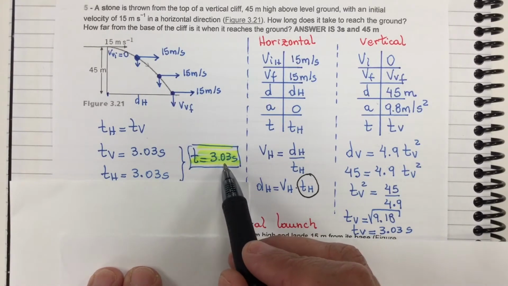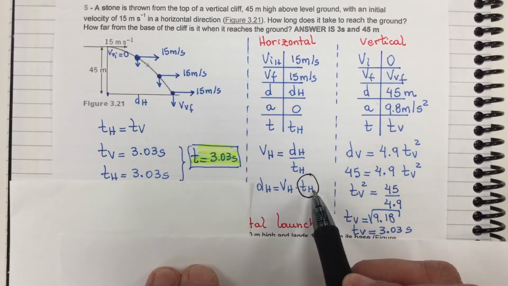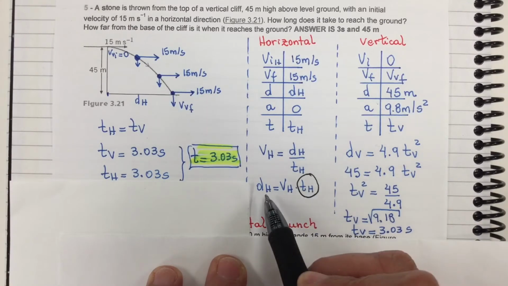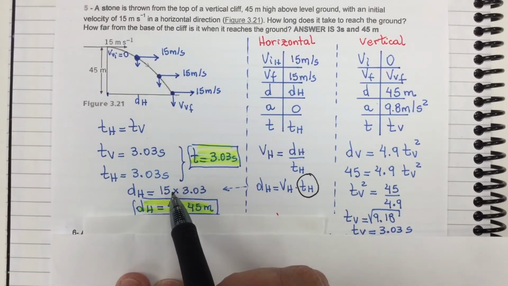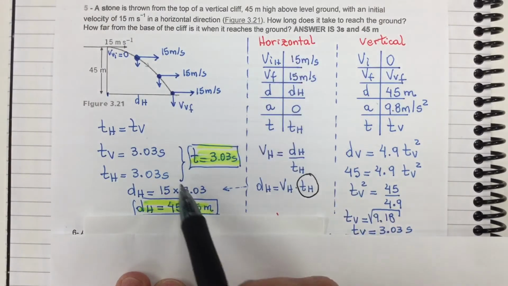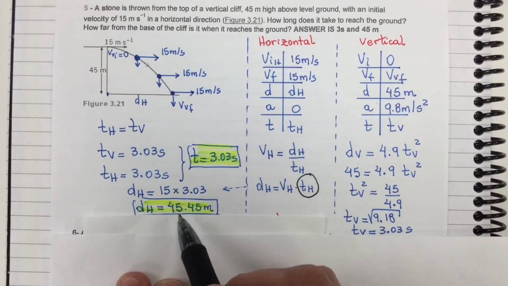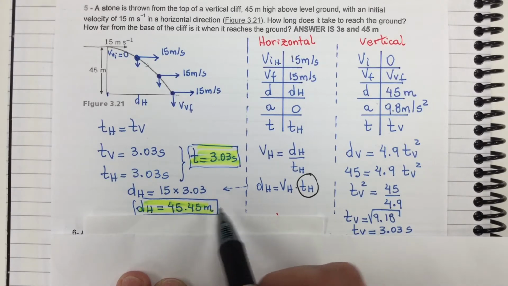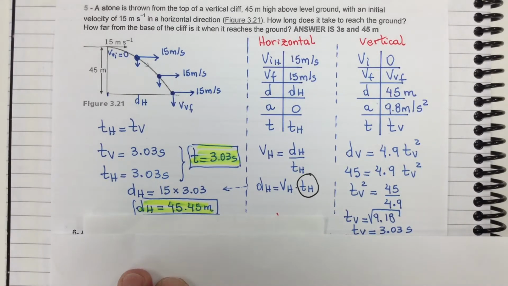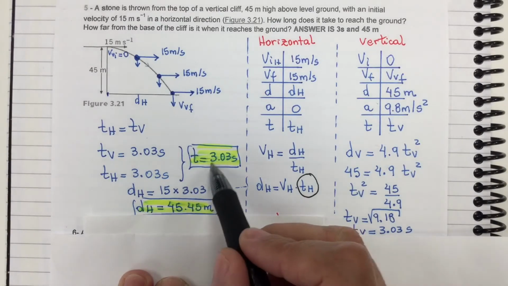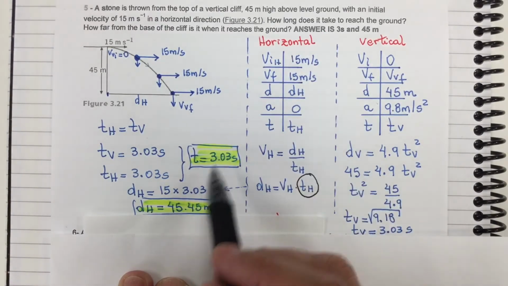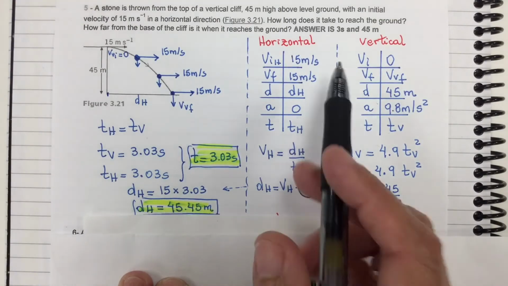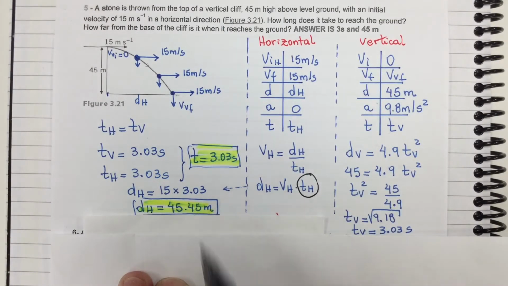Now that I have this value, I can substitute in this equation to find how far the stone went. So here is 15 meters per second times this time is 45.45 meters. So the answer for this question is time, the mark shows 3 seconds, and the distance 45 meters.